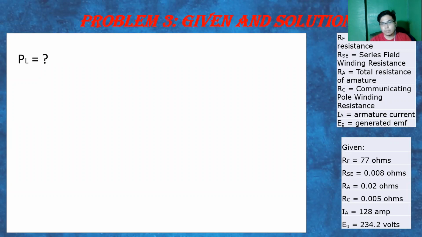R sub F is 77 ohms. R sub SE is equal to 0.008 ohms. R sub A is 0.02. R sub C is 0.005. I sub A is 128 ampere. And din yung generated EMF is 234.2 volts. So, ang hinahanap natin dito is yung P sub L, which is yung power delivered.